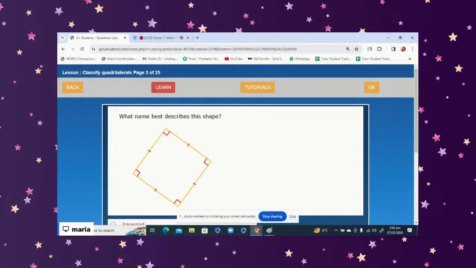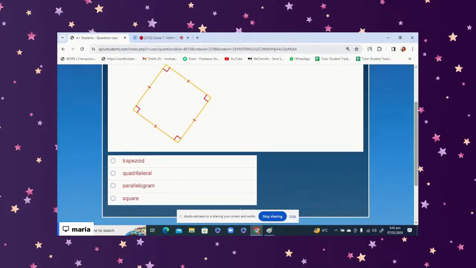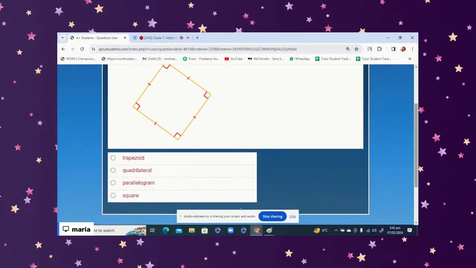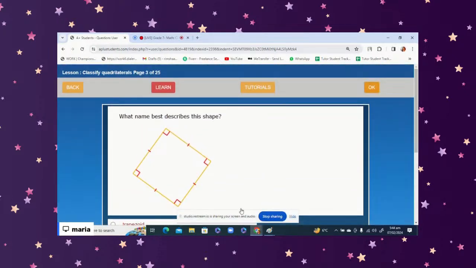All right. Now look, what name best describes this shape? Is that a trapezoid? No, it's a quadrilateral. All sides are the same and the angle is 90 degrees. So we can say that it's a shape of a square. Okay. So here is the shape of a square.